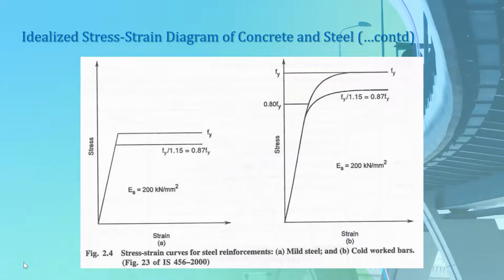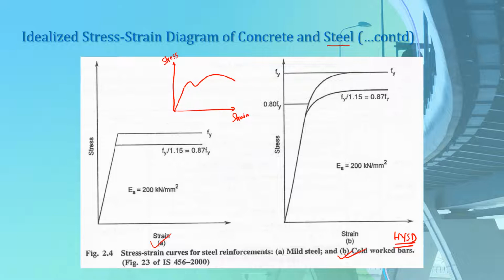Now if we look at the stress-strain diagram for steel, we have to look at the diagram for mild steel, which is given on the left hand side, and another for the cold worked bars, or you can say the high yield strength deformed bars, HYSD bars, on the right hand side. So in actual, when you perform the lab test on your steel elements, the general stress-strain diagram may come out to be like this. This is just an example. The actual stress-strain diagram may differ.